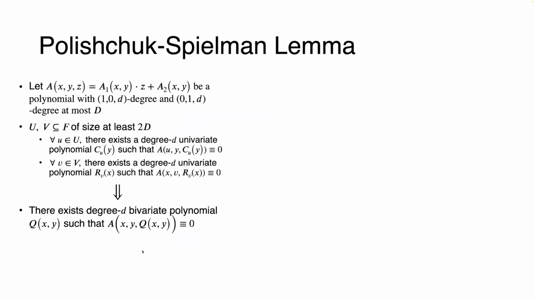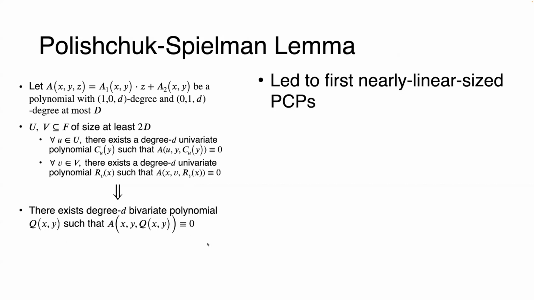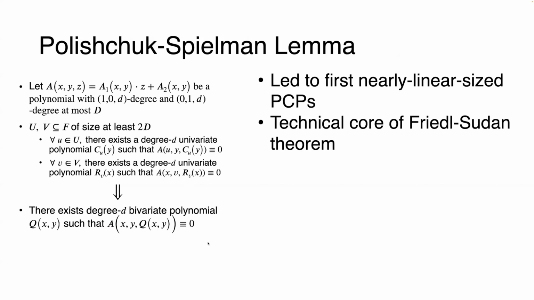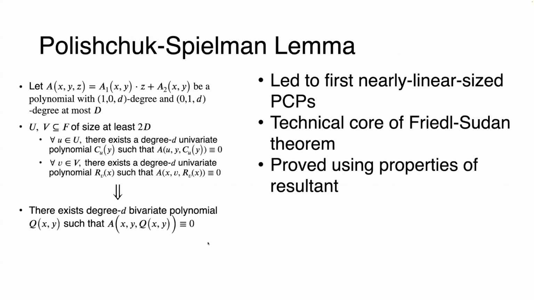Okay, they showed that if there are many restrictions of x and many restrictions of y that seem to suggest a factor of the form z minus q of x comma y, then it must mean that there is a global factor of the form z minus q of x comma y. And it was this result that led to the first near-linear-sized PCPs, and it also formed the technical core of the Friedl-Sudan theorem. And it's proved using properties of the resultant and so on.